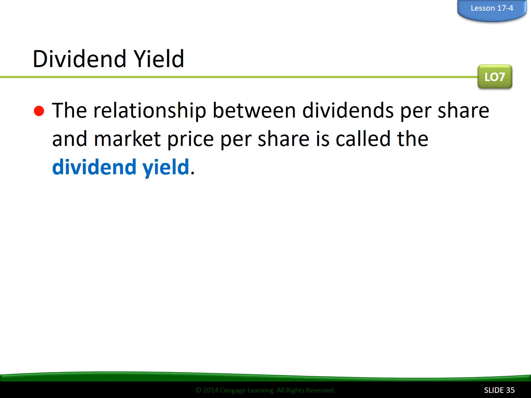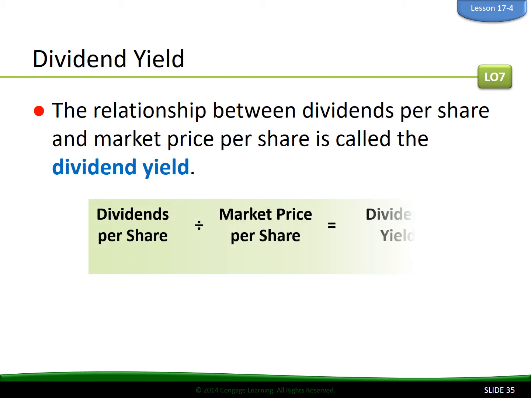Dividend yield. So stocks that pay dividends have dividend yields, and this is the relationship between dividends per share and market price per share. So for example, dividends per share at $2 divided by the market price per share, that's how much a share costs, at $228 and change, is going to equal a dividend yield of 0.87%. So the higher the dividend yield means the more that customers who own the stock are getting.